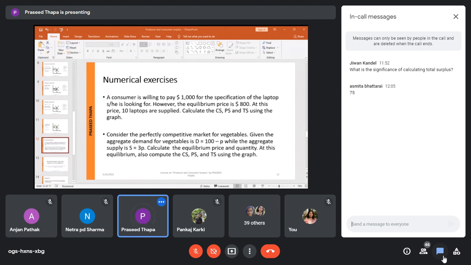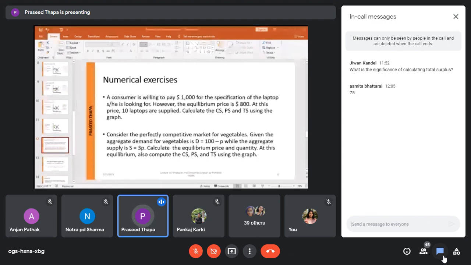So from the equation, D equals 100 minus P and S equals 3P. In the market equilibrium, we know that D is equal to S. So solving that, we get the value of P equals 25. And we know that P means price. So after substituting the value of P in both equations, D and S, we get demand D equals 75 and S equals 75.